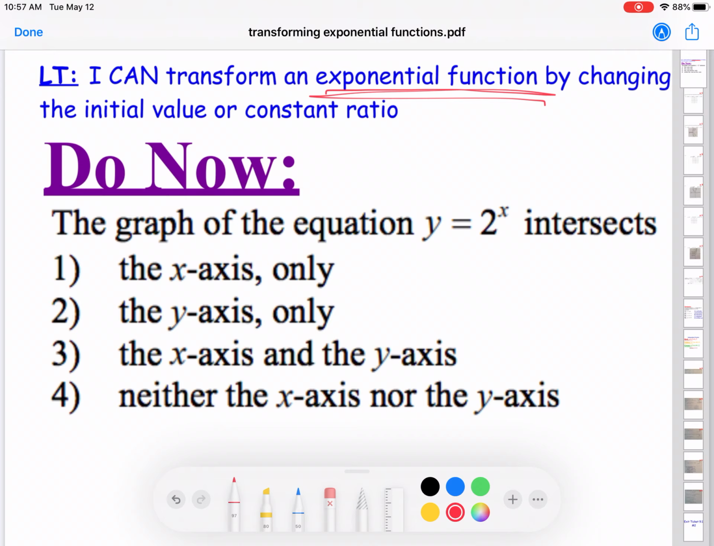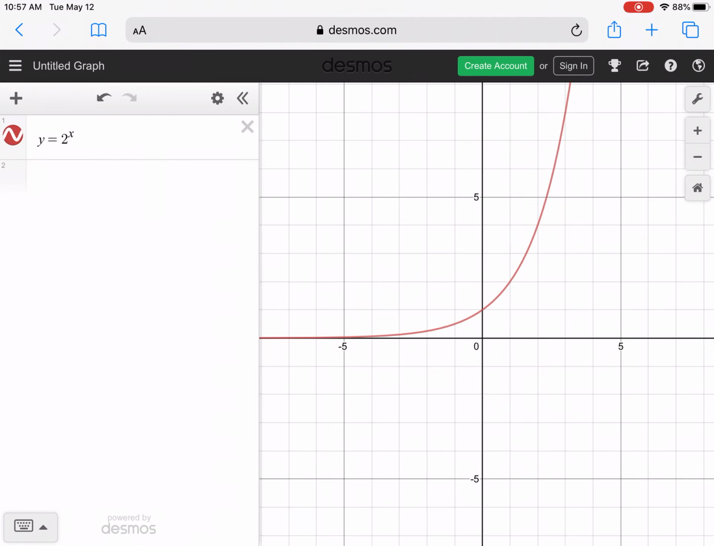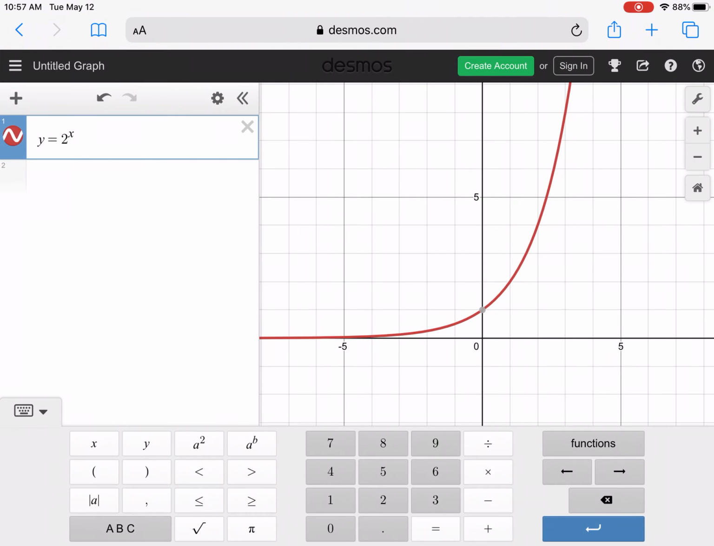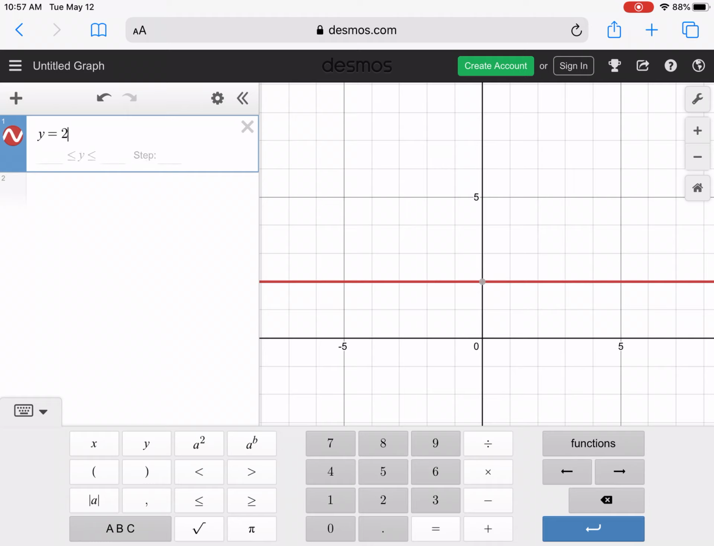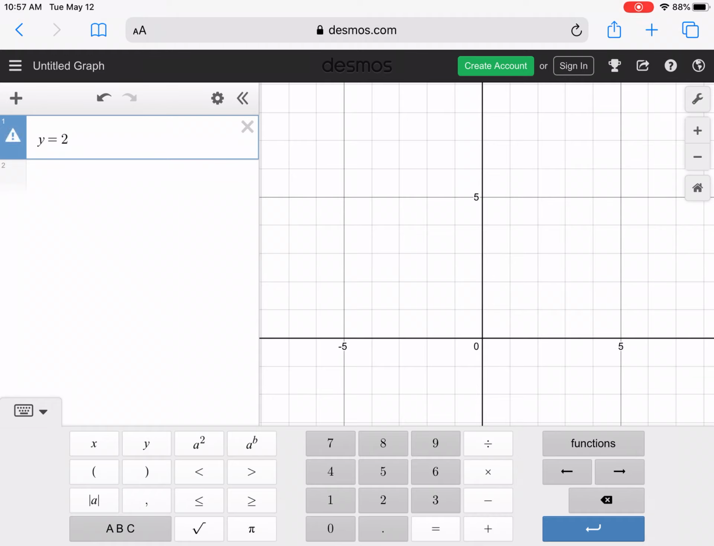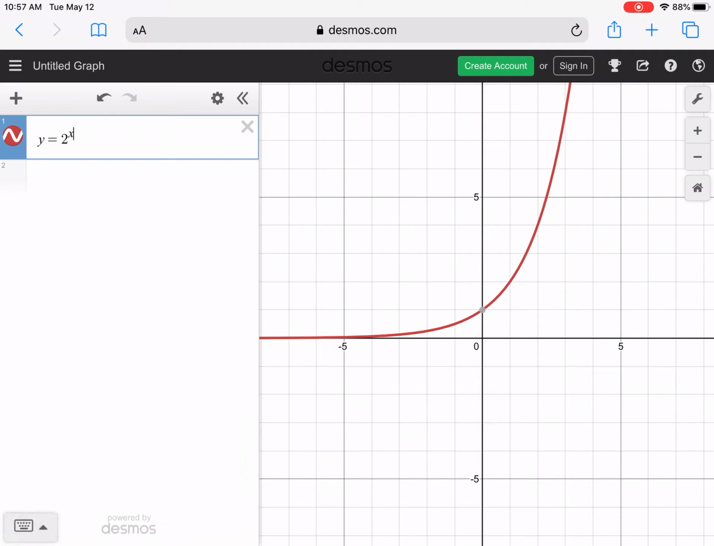It says the graph of the equation y equals 2 raised to the x power intersects which of the following axes. So let's take a look at what that graph looks like. This should be what the graph looks like, just to demonstrate how to type these exponential functions in. After you type in y equals, you would do 2, and when you want to raise something to the x power, you're going to hit this button on the left side here that says a to the b, and you'll notice that it jumps up to the top, and you can type in 2, and then you put your x up top there.